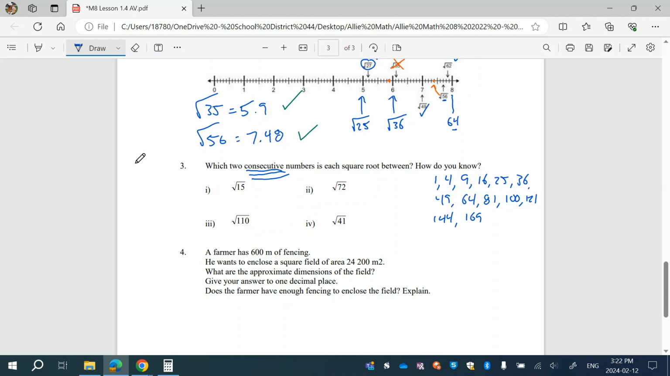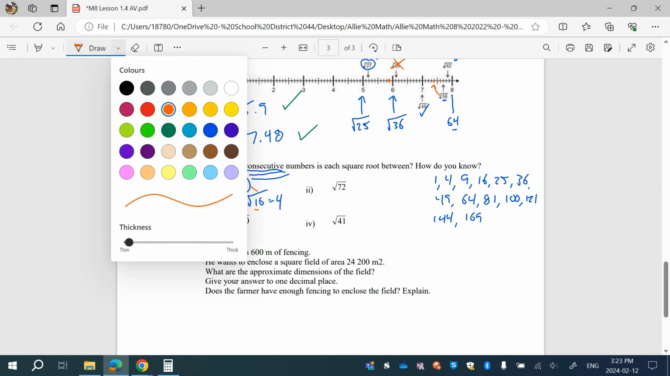So if you think about it, the square root of 9 is 3, and the square root of 16 is 4. And 15 is between 9 and 16. So the square root of 15 is going to be between 3 and 4. And I know that because I situated it between the square root of 9 and the square root of 16.